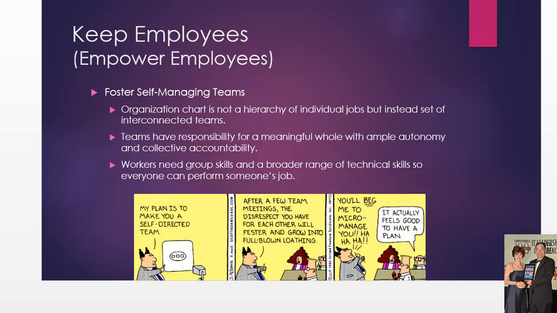But this idea that the org chart's not some hierarchy, but instead it's a set of interconnected teams. Teams have a meaningful role, and they have ample autonomy and collective accountability against that role. And then you need group skills and a broader range of technical skills. So everyone's going to have to be able to perform someone else's tasks. And again, you get higher level skills being performed.